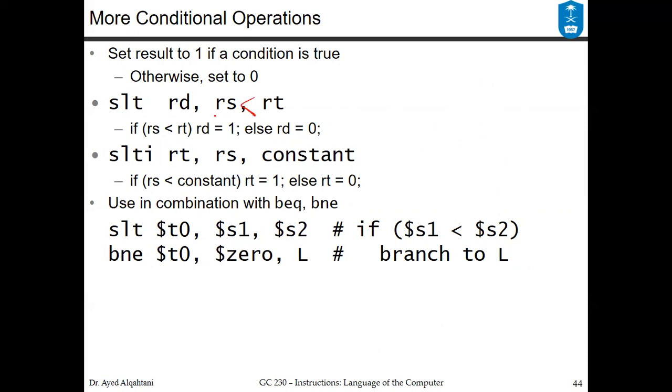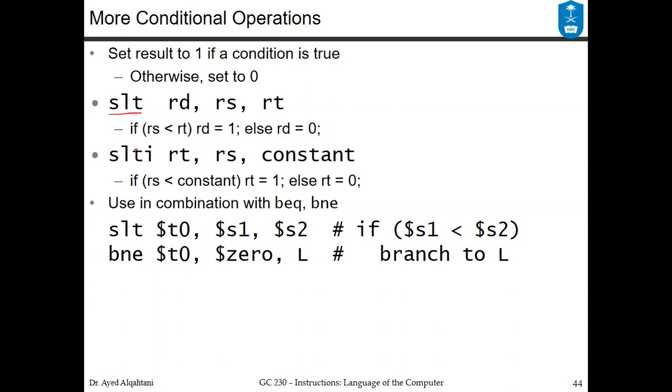If this statement is true, then we write 1 in the RD. If this statement is not true, we write 0 in the RD. And that's what's explained here. You set the result to 1 if the condition is true. Otherwise, you set it to 0. So now you compare those two: RS, is it less than RT? If yes, then RD is equal to 1. If no, then RD is equal to 0.